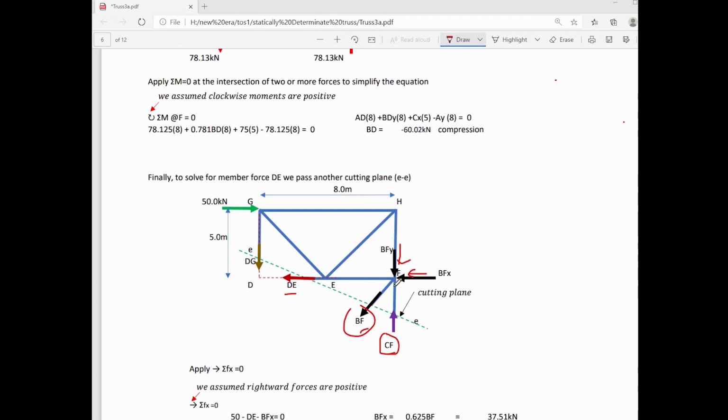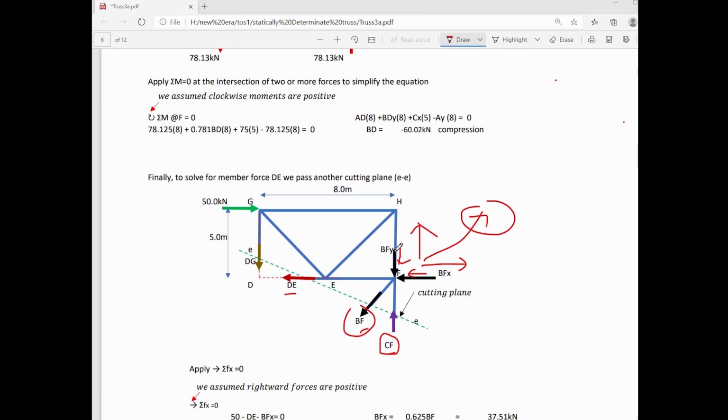If, for example, BF is under compression, therefore the direction of the horizontal component is to the right, and the vertical component is upward. If BF is compressive, the direction should be upward to the right and not downward to the left, as we can observe in this free body diagram.